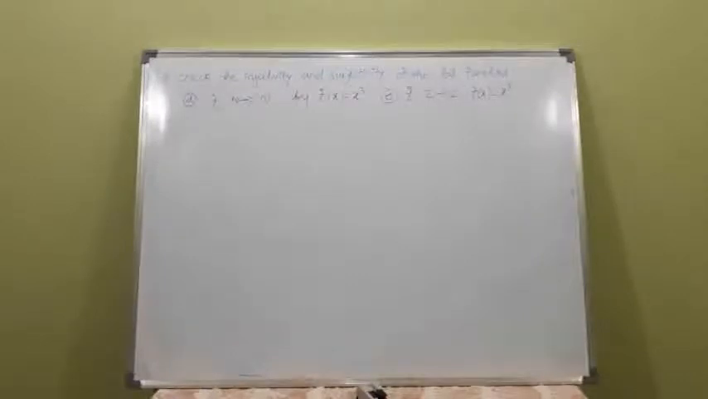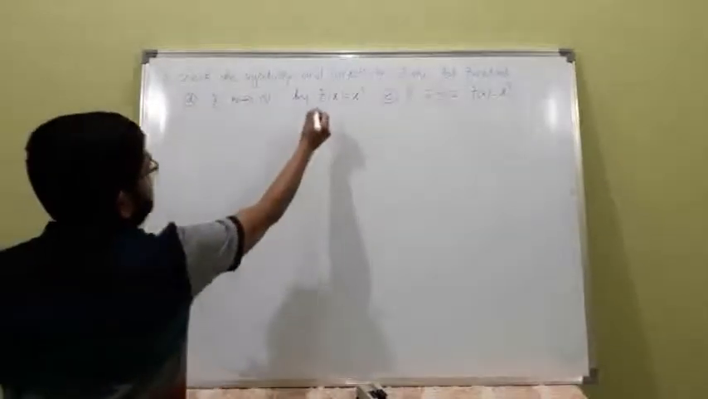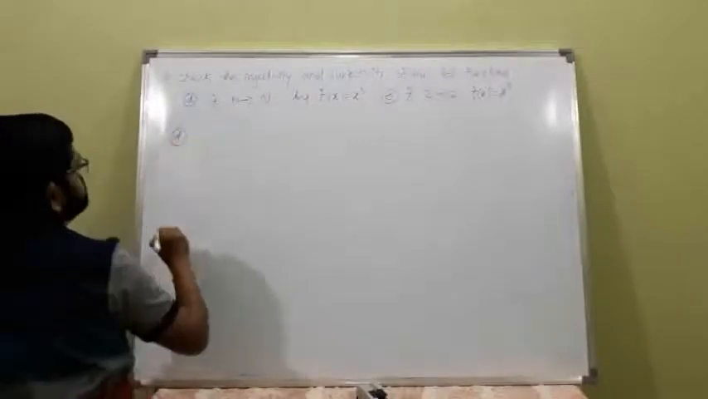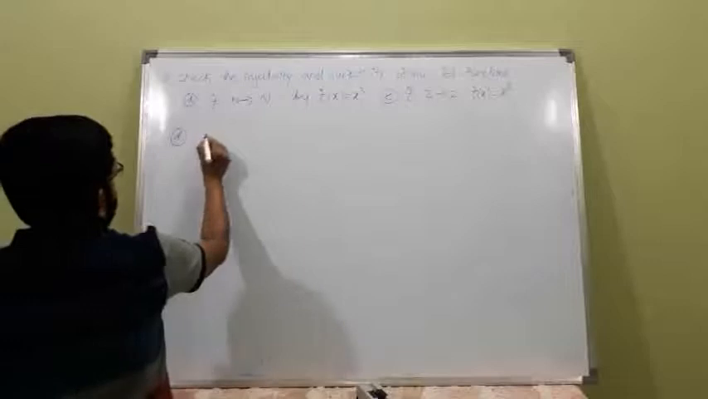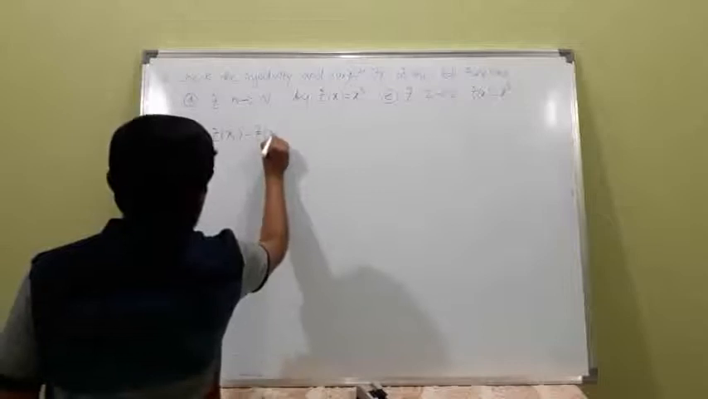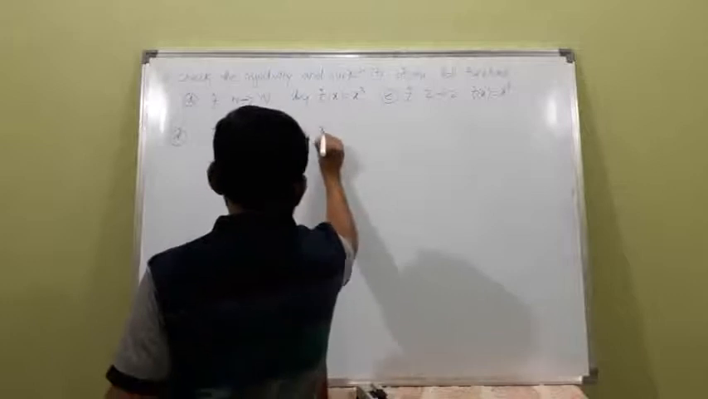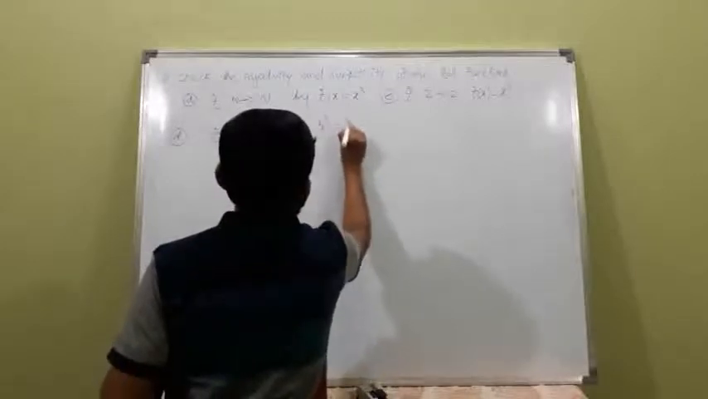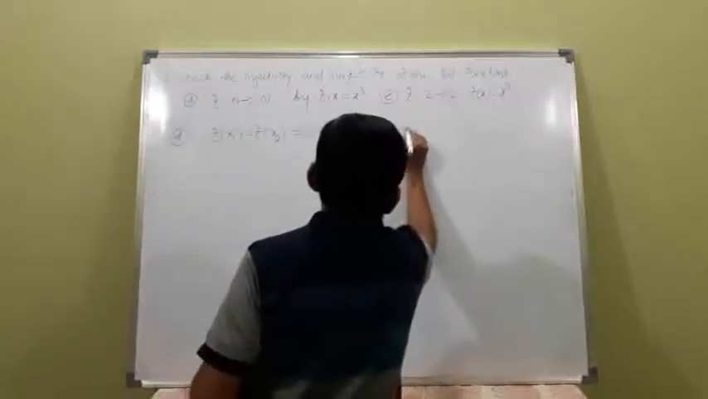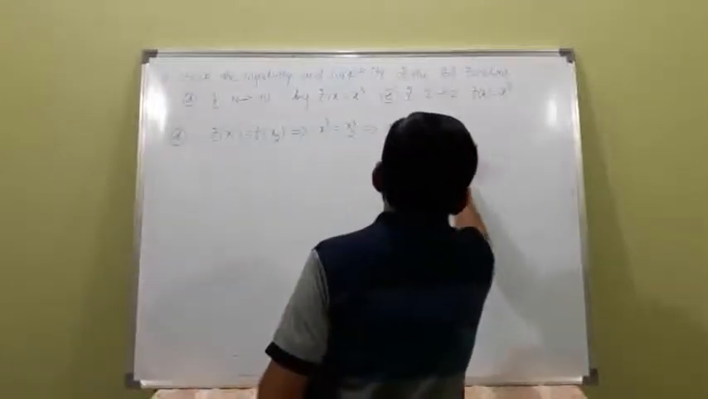This is a cubic function, f(x) = x cube. Answer to D is: f(x1) = f(x2) implies x1 cube = x2 cube, that is x1 = x2, as x1 and x2 are natural numbers.